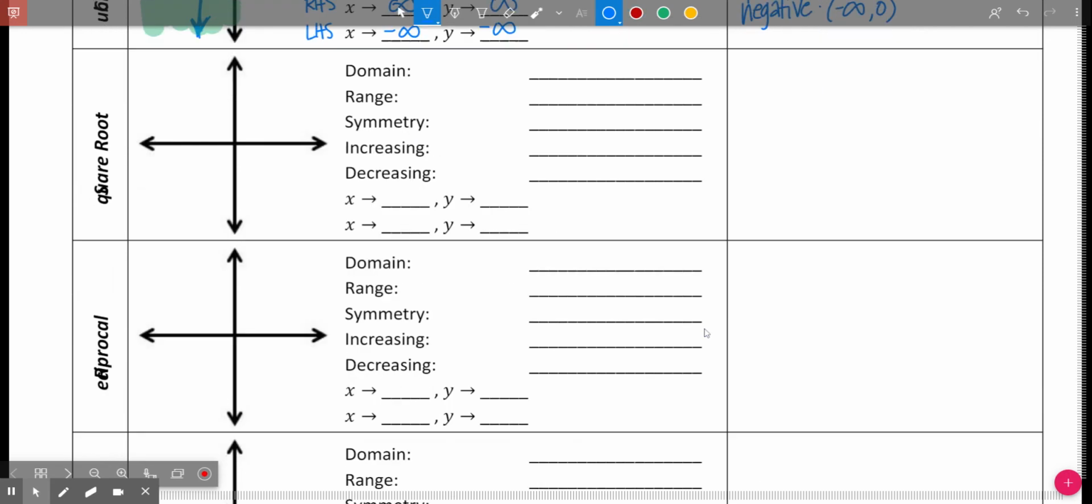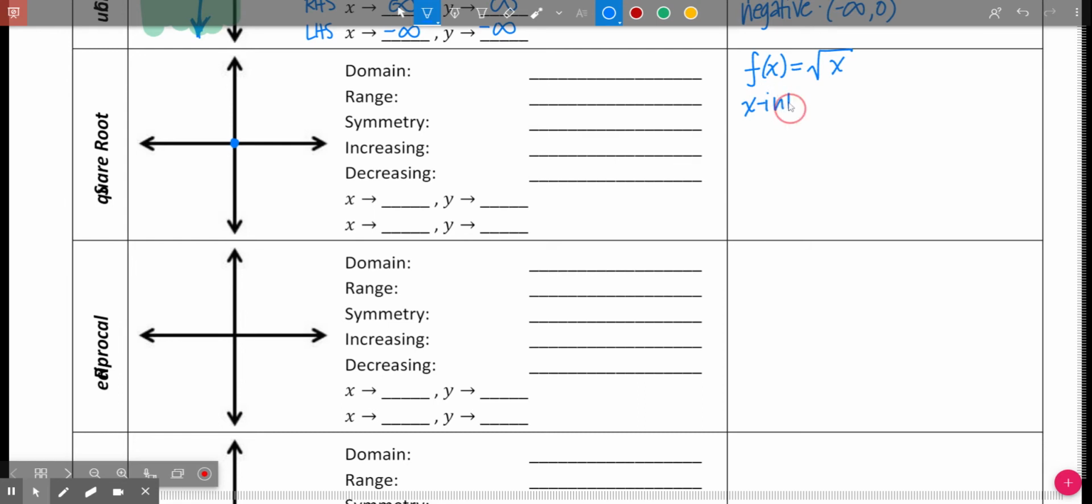The next function is the square root function. The equation of the parent square root function is f of x is equal to the square root of x. Because we can't take the square root of a negative, the domain and the range of the square root function is bounded. The smallest value of the square root function to be defined is 0. And when x is 0, y is 0.